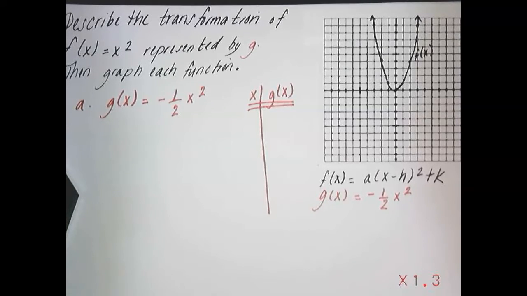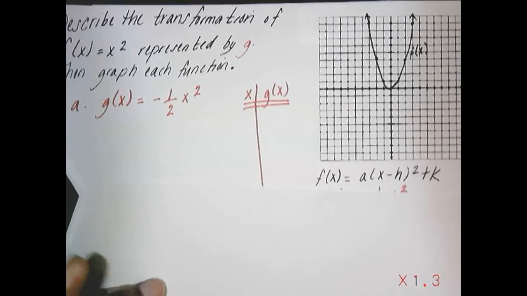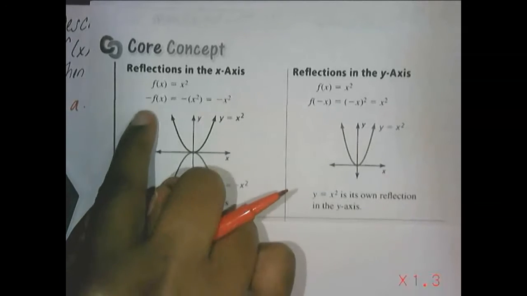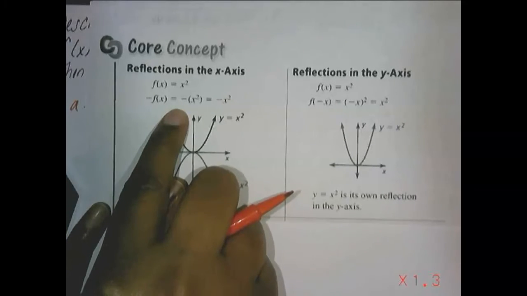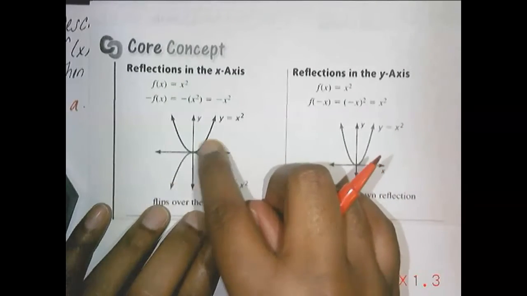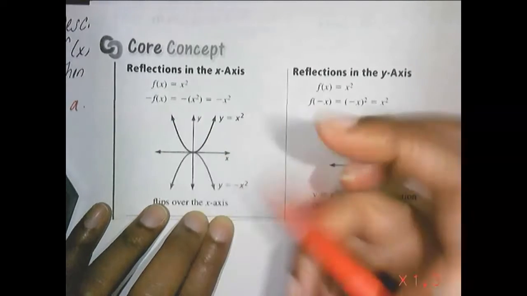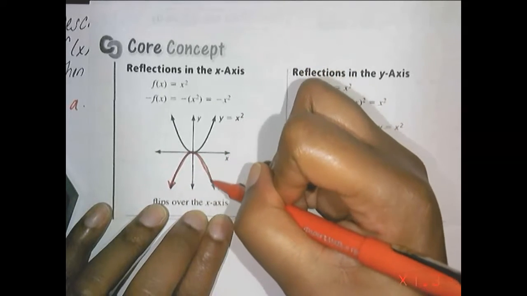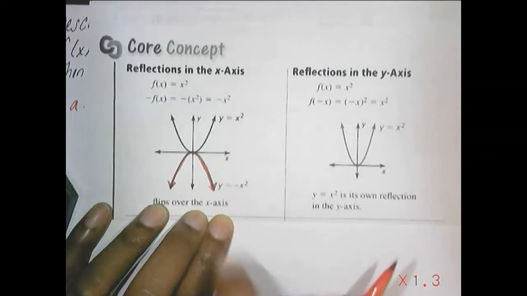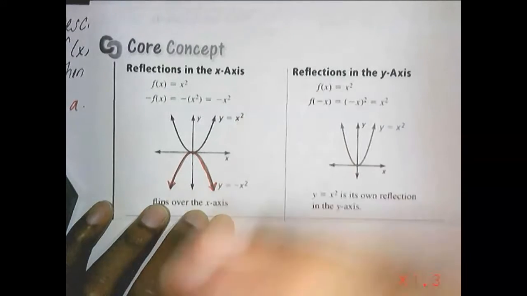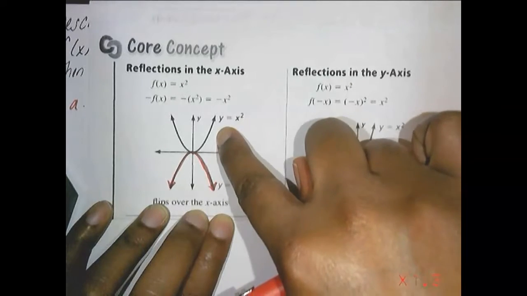So the first thing that I want to focus on, and I'm going to fold the paper so you can see it a little better, is what the core concept says about reflections. If we have a reflection all the way at the front of our graph, like what we have here in the images, our graph will go from opening upward for our parent function to opening downward. So this is going to be our change when we have a negative in the front. All the way out front, we reflect across the x-axis. So we go from opening up to opening down.